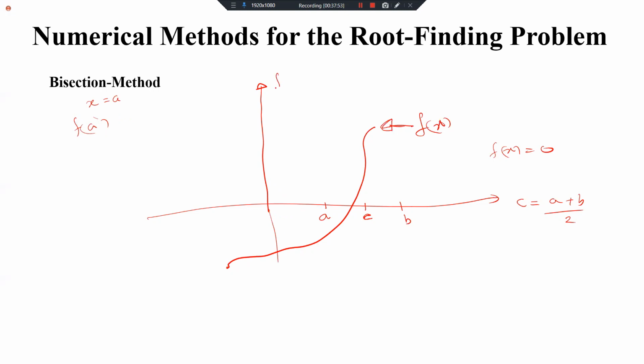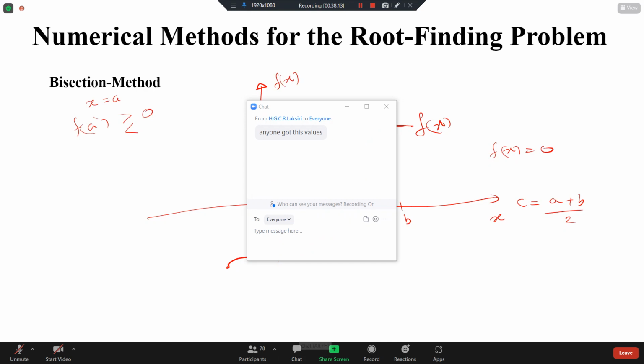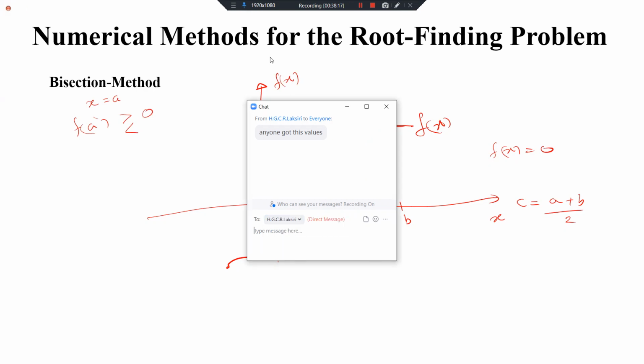This is your f(x), this is x. I need the answer for that. Is that greater than or less than? I need the answer for that.